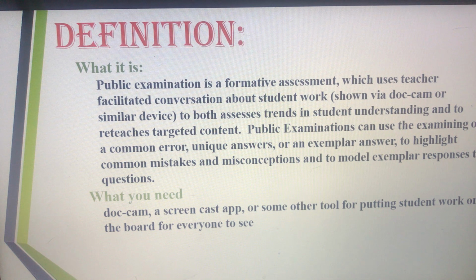As far as I can tell, in most math classes today, you're probably going to have a doc-cam. But if you add a doc-cam, or there's a whole bunch of different apps you can get for smartphones these days that allow you to do some form of screencasting. But you need some tool for ideally showing video or at least a photograph of student work so that you can have a conversation about it.